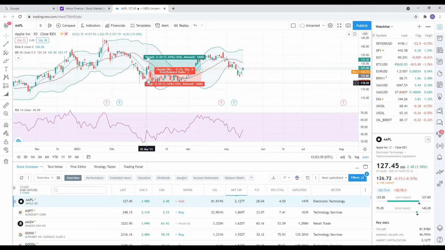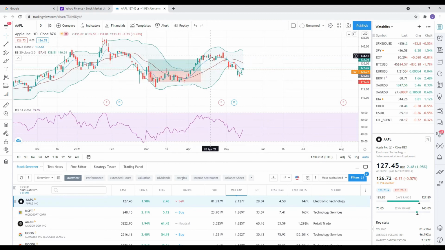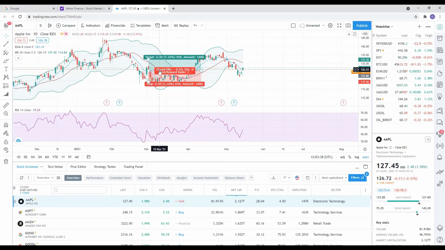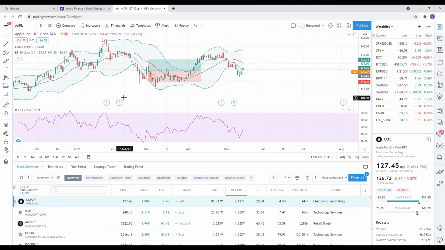Mind you, if you put the stop loss a little lower, if you put the stop loss around here, this would still be a winning trade. However, I would have put the stop loss somewhere around here. So this trade would have been a loss. Let me give you another example.